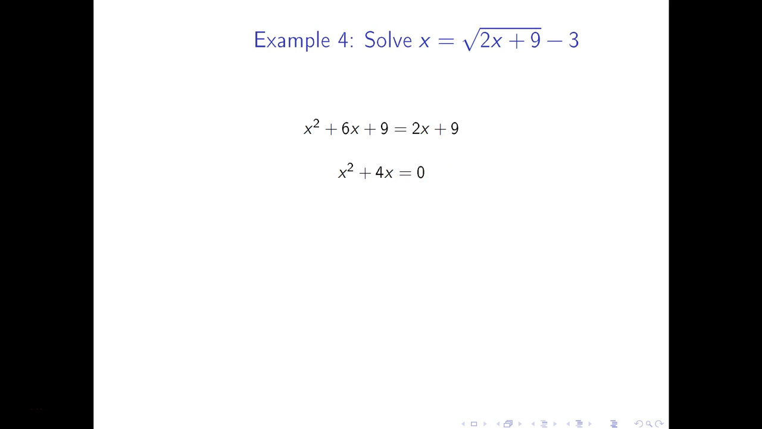How do you factor that? Remember, the first thing to look for is the greatest common factor. So you get x times x plus 4 equals 0. That's nice, because that just means I have x equals 0, x plus 4 equals 0. So x is 0 or x equals -4 are my two options. But again, you're not done. You need to check. So if you didn't check, I want you to pause the video and go ahead and check it now.